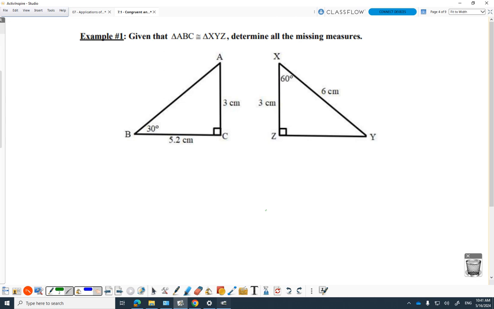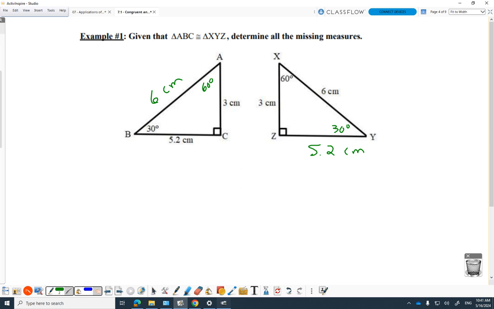How long is YZ? It's 5.2, because they're congruent. How about AB? 6 centimeters, because they're congruent. I like congruent triangles, you say. This is nice. Yeah, I know. We don't spend much time on this. And then the last angles: over here, this one's got to be 30, and this one's got to be 60.